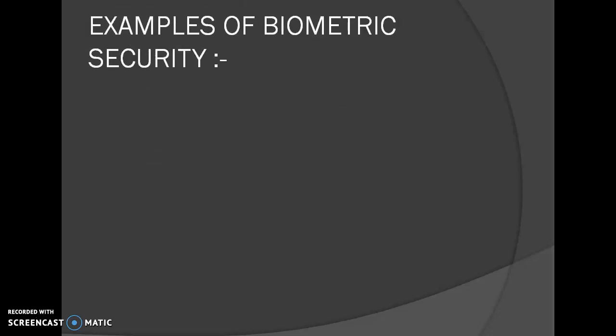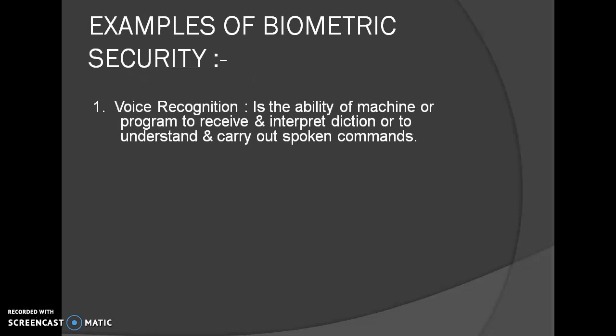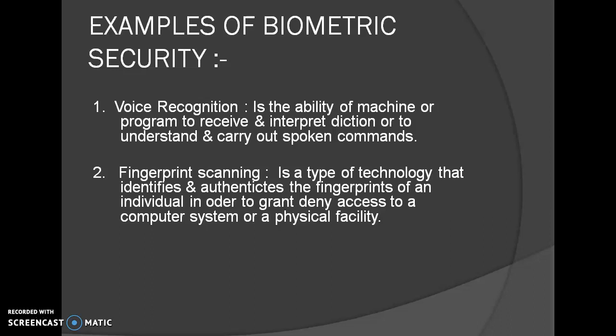Now we see some examples of biometric security. Voice recognition. In voice recognition, a machine or a program has the ability to receive, interpret, understand and carry out spoken commands. Second one is fingerprint scanning. This technology identifies the fingerprint of an individual person to grant or deny access to a computer system or a physical facility.